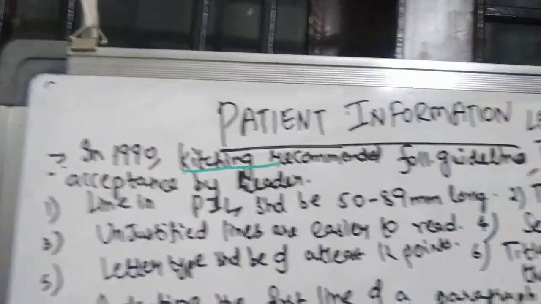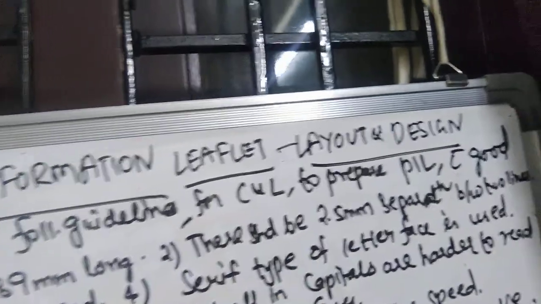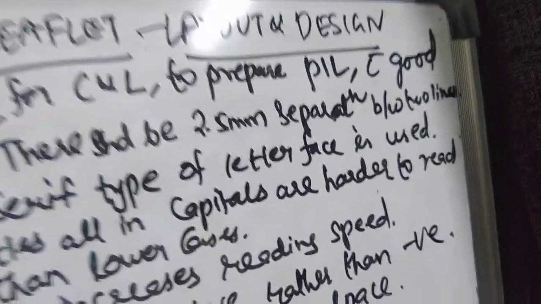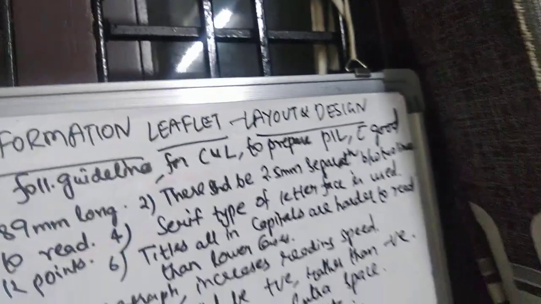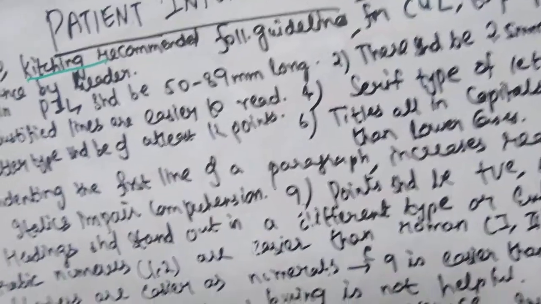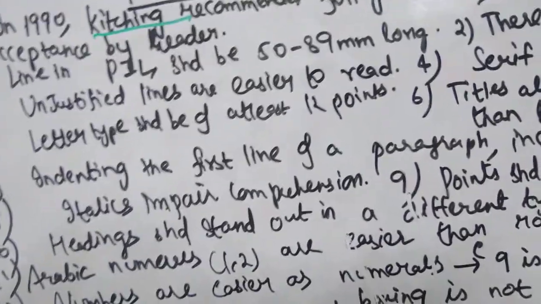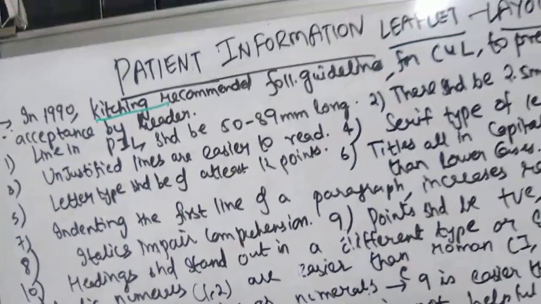In 1990, a person named Kitching recommended the following guidelines for content and layout to prepare a patient information leaflet with good acceptance by the reader. Everyone who is reading it, it should have a good acceptance. So what are those guidelines? We'll have a look now.